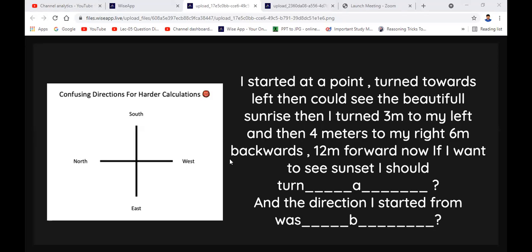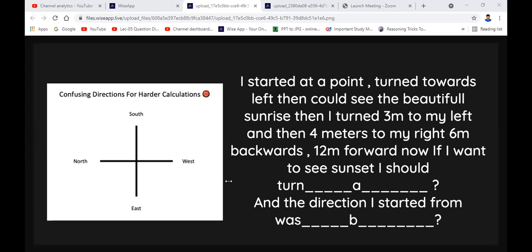In which direction is the question? 12 meters forward, if I want to see sunset. First of all, we need to find this. Eastwards and westwards, same polarity or opposite polarity? Opposite polarity. What is the difference here? 14. So it will be northwest, right?